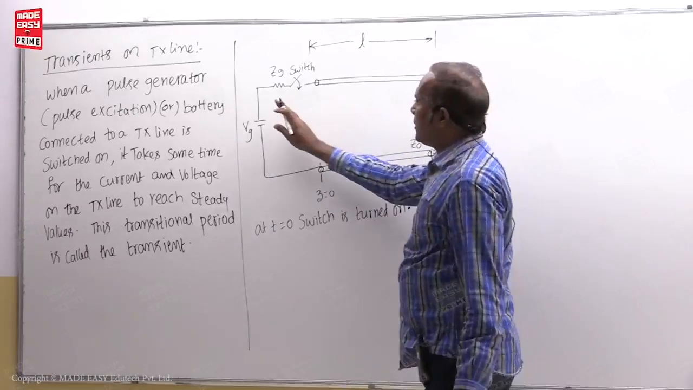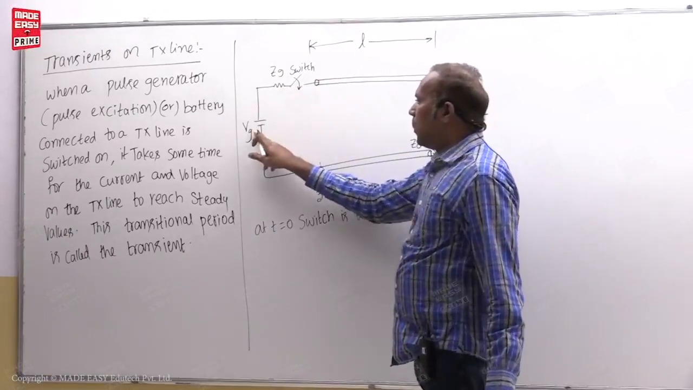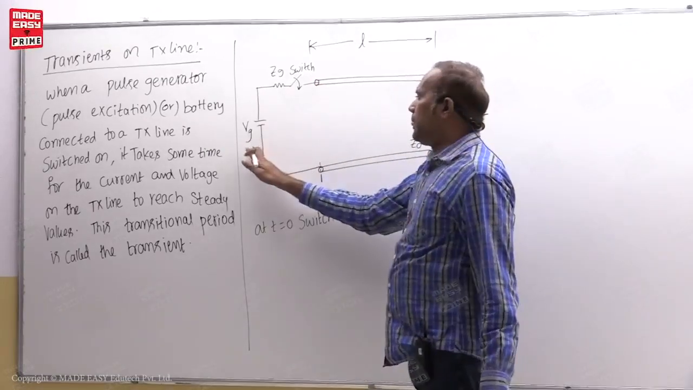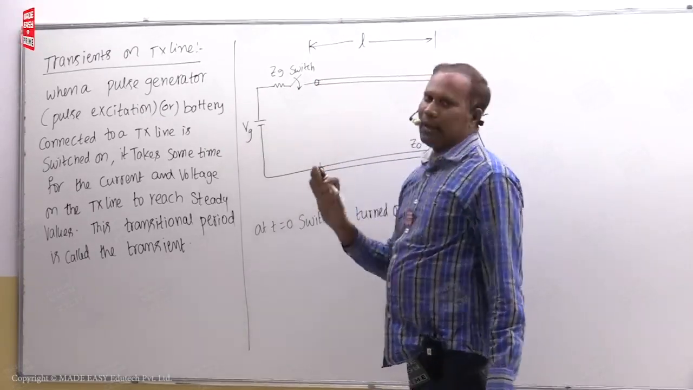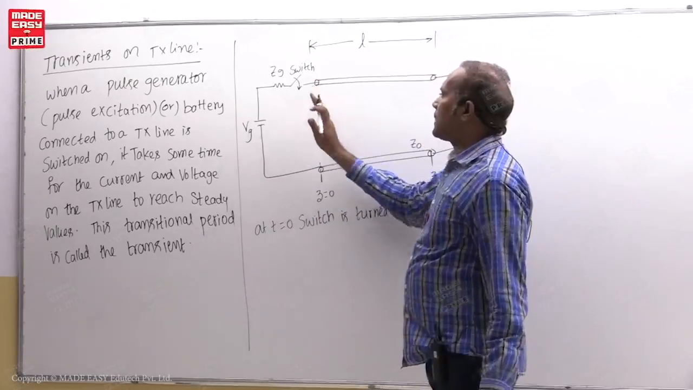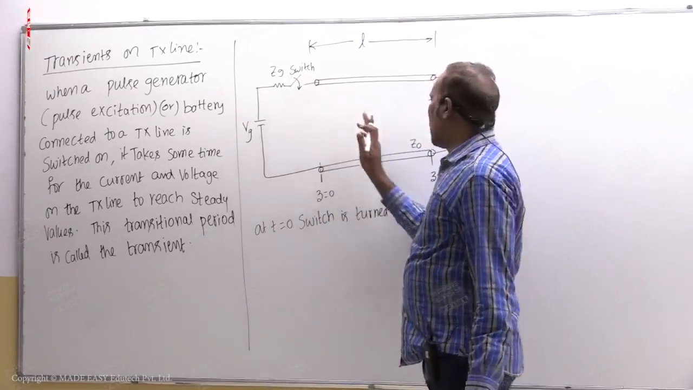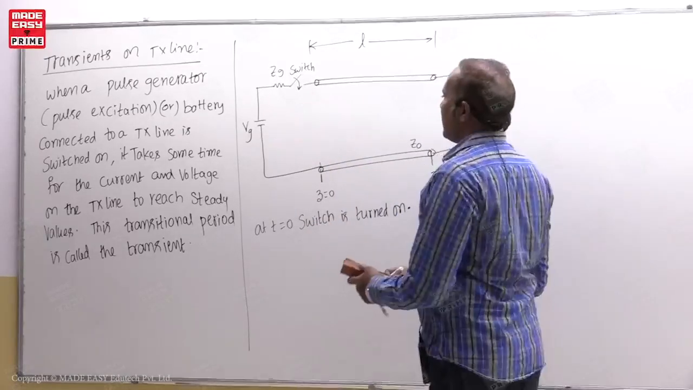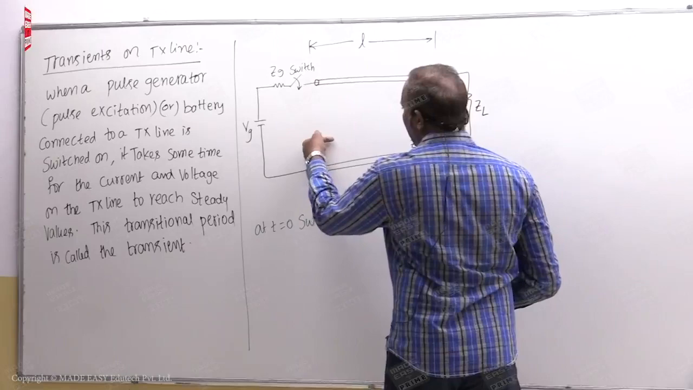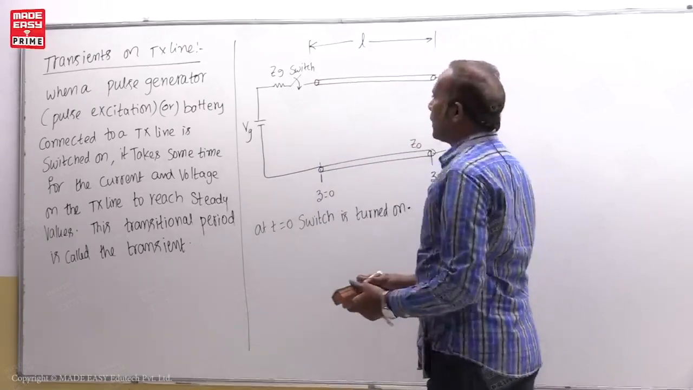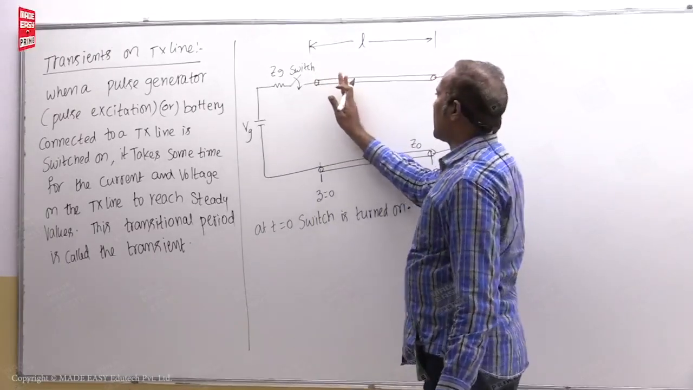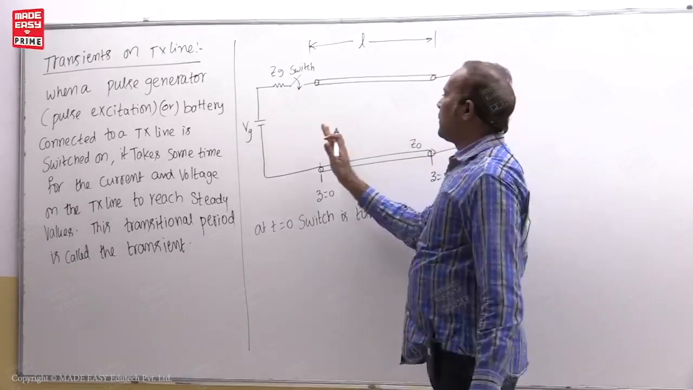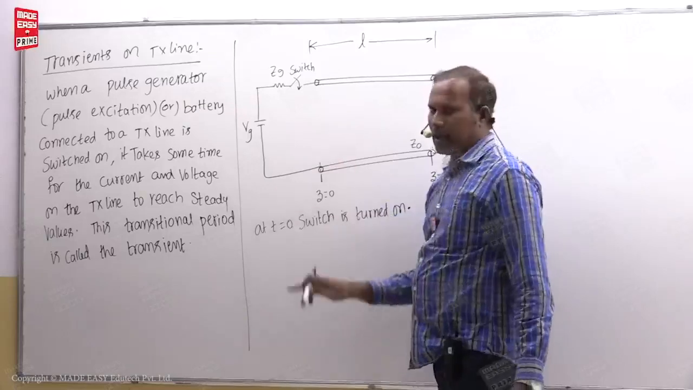That means at t is equal to 0, the switch is turned on, and this voltage has not reached the load. So that voltage is at the input end only. Then that voltage experiences only the characteristic impedance as a load impedance, because to experience the total input impedance of the transmission line, the signal has to travel along the total length and go to the load. Only then does it experience the total input impedance of the transmission line.